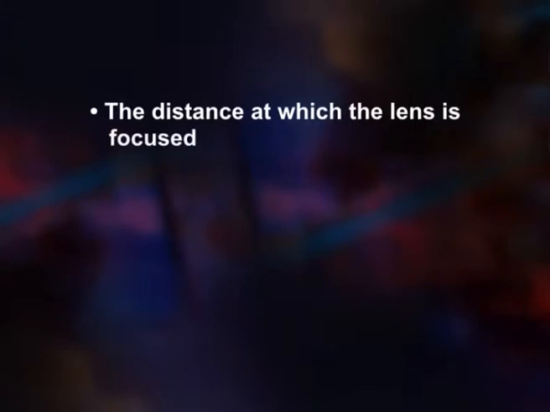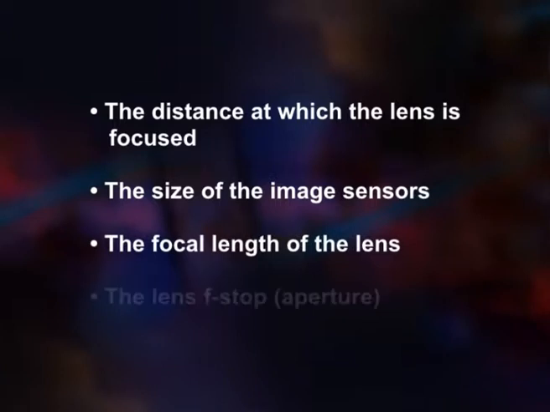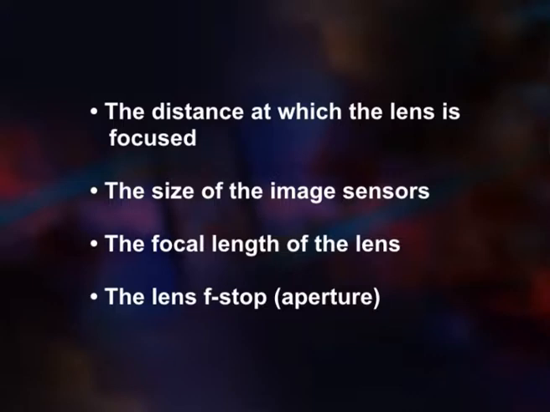Depth of field is critical when trying to focus on close-ups or on rapidly moving subjects, such as in sports, and when light levels are limited. Depth of field also may be used creatively to exclude subjects by placing them out of focus but within the frame. The depth of field varies with the following factors: the distance at which the lens is focused, the size of the image sensors, the focal length of the lens, and the lens f-stop, or aperture.